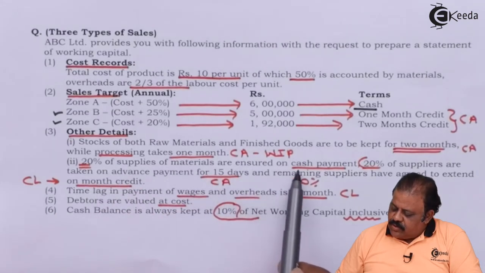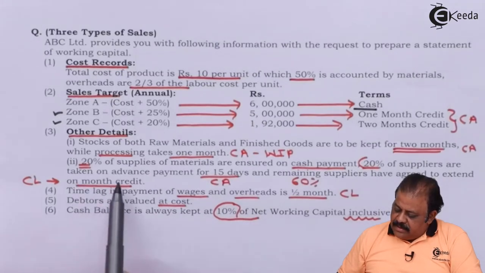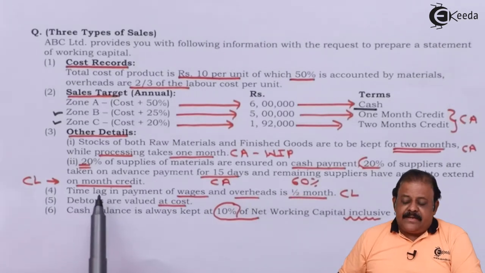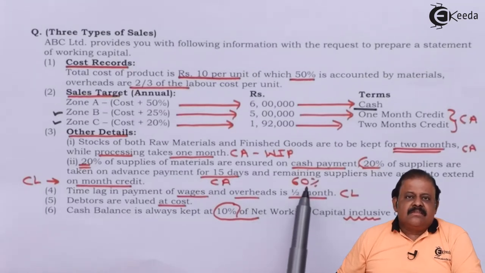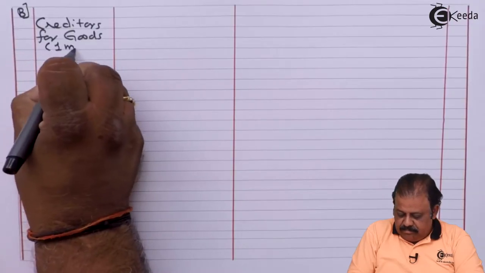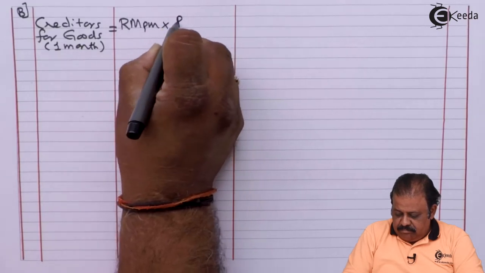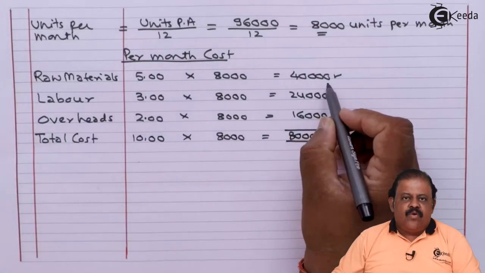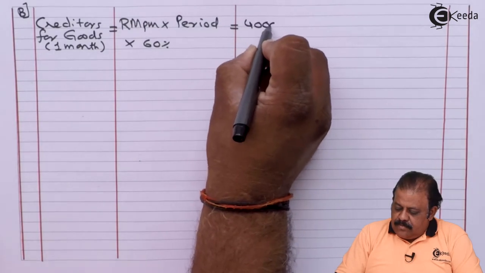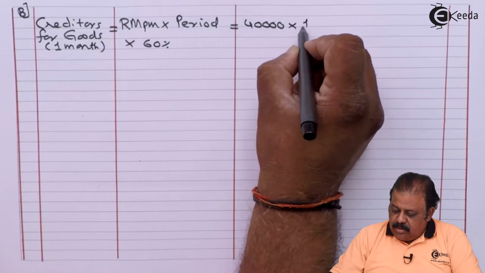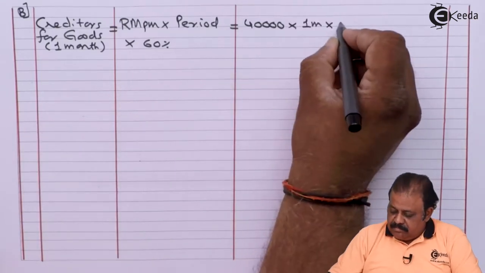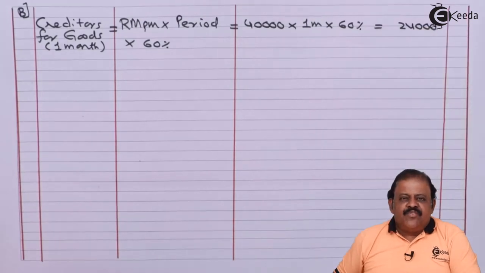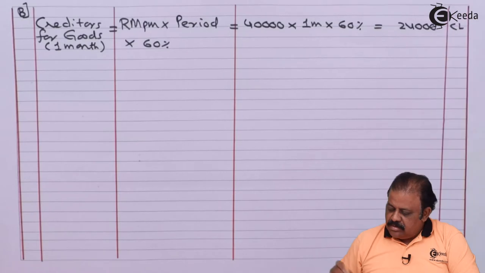20% of supplies of material are insured on cash payment. 20% of supplies taken on advance payment of 15 days, and remaining, that is 60%, have agreed to extend 1 month credit. So this is creditors for goods for that balance 60% of materials. Raw material per month 40,000 multiplied by period 1 month, 60%. So it is 24,000. This will be part of current liability.